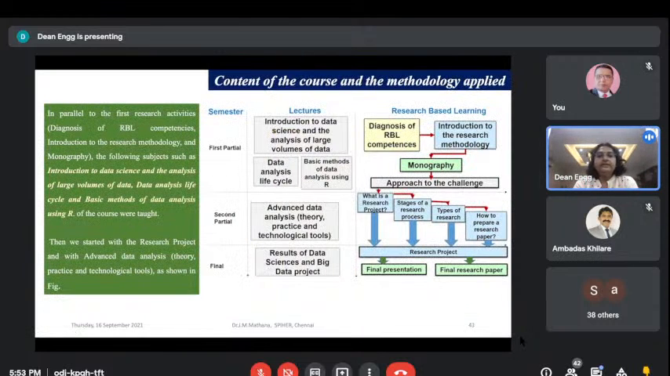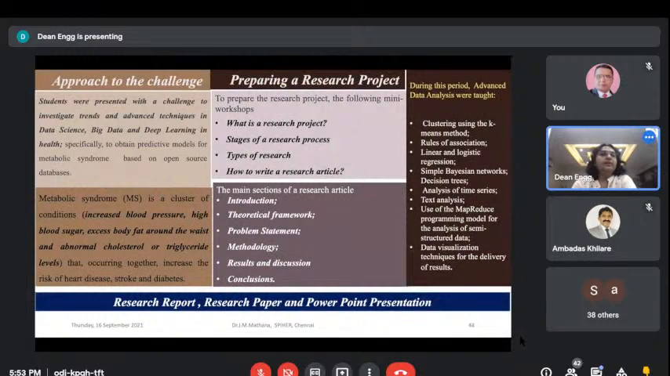So now the second one is the approach to the challenge. What do you mean by approach to the challenge? So actually, the faculty gives a research problem to the student team. What is that problem? They have to investigate the trends and advanced techniques in data science, big data, and deep learning in health. This corresponds to the subject. Similarly, based on our subject, we have to give a problem to the students, right?